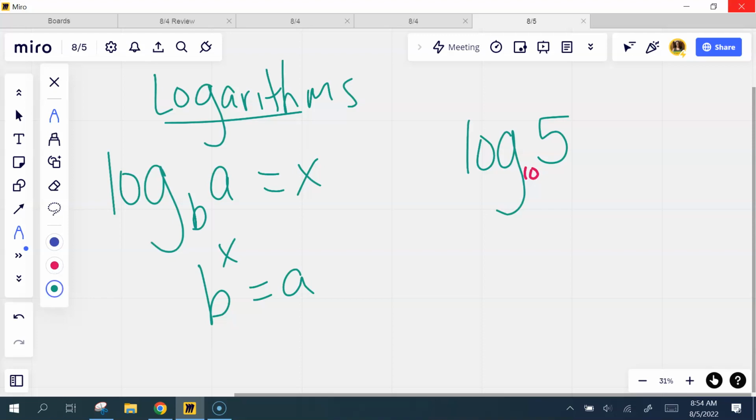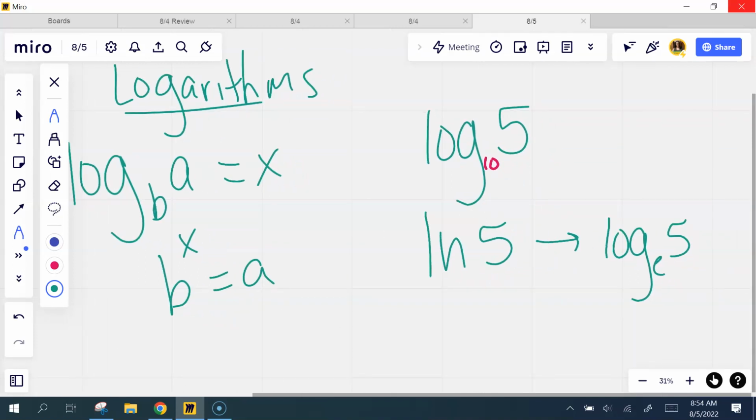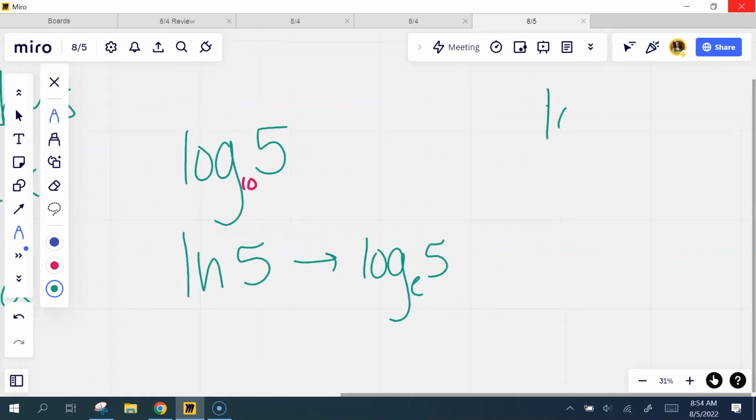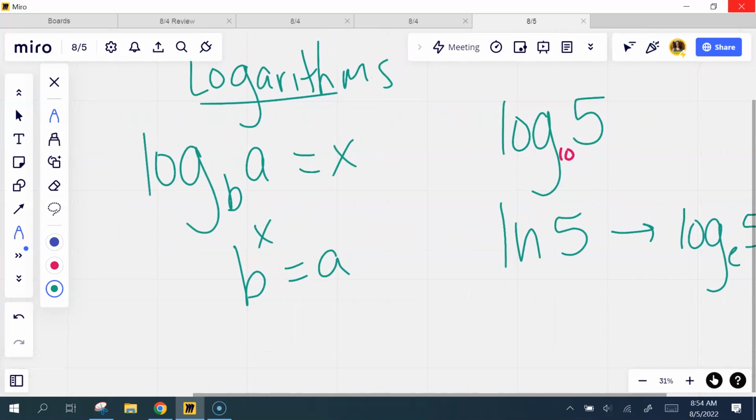Natural log. And what does that mean? That's the log base e. That's exactly right. Y'all remember this really well. Let's see if you remember the properties. Yep. Tell me when you got it.